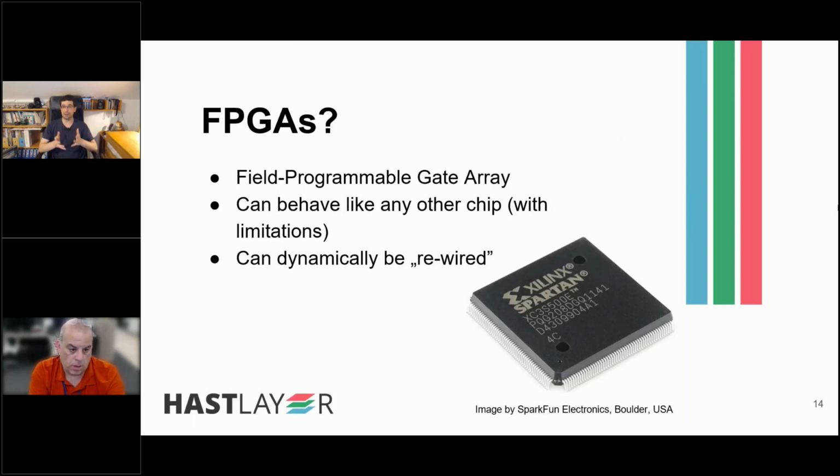FPGAs, or field programmable gate arrays, are pretty much computer chips that can behave like any other computer chip, within limitations, of course. That means that they can be dynamically rewired on the fly. For example, I'm simplifying things a lot, but if you want a chip that computes some machine learning algorithm, then you can configure an FPGA to do that. Or if you want to do some image processing in a hardware accelerated way, then you can configure an FPGA to do that instead, the same FPGA.